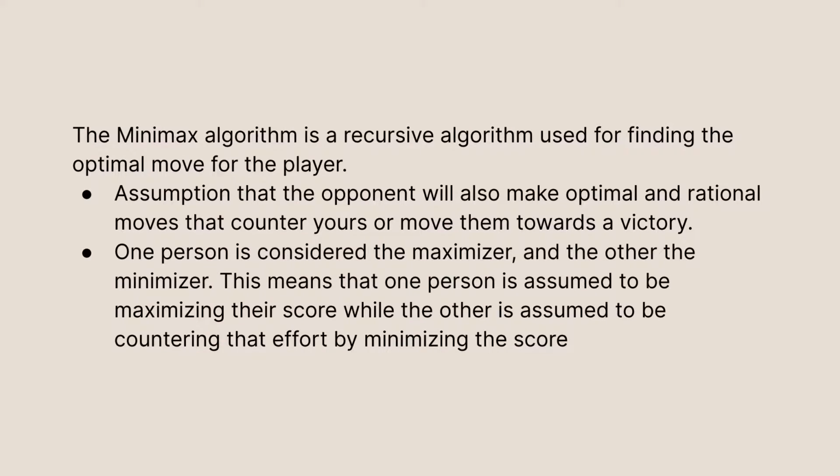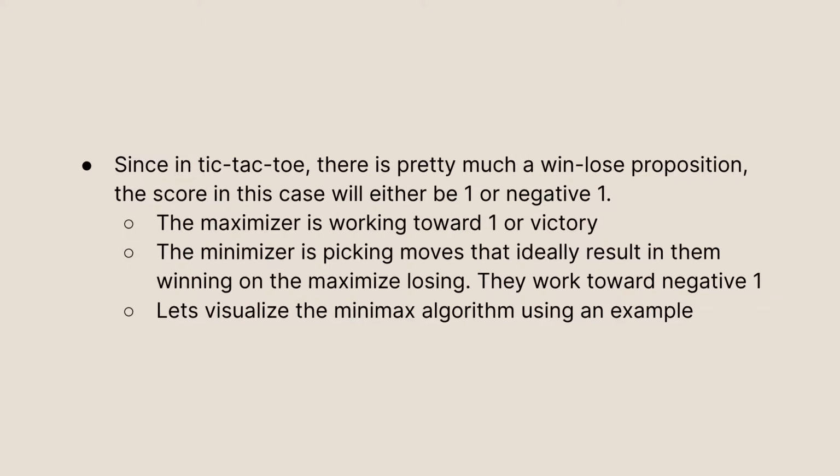One person is considered the maximizer and the other is the minimizer. That means that one person, the AI, is assumed to be maximizing their score, while the other is assumed to be countering that effort by minimizing the score. Since tic-tac-toe is pretty much a win-lose proposition, and it's a very simple game, the score in this case will either be 1, that's max, or -1, that's min. The maximizer, or the AI, is working towards 1, or victory, while the minimizer is picking moves that ideally result in them winning and the maximizer losing. They usually work towards -1.